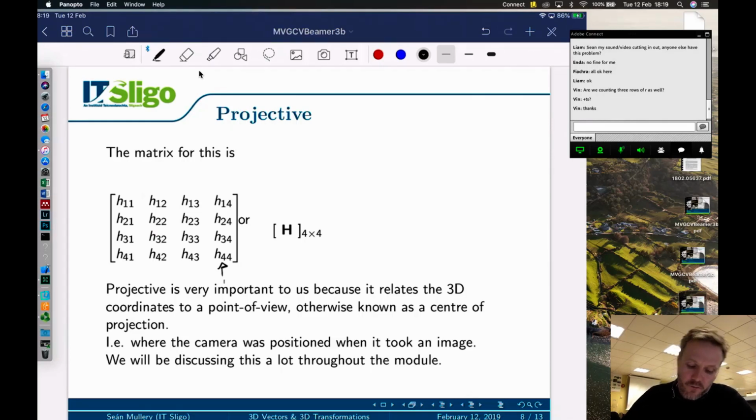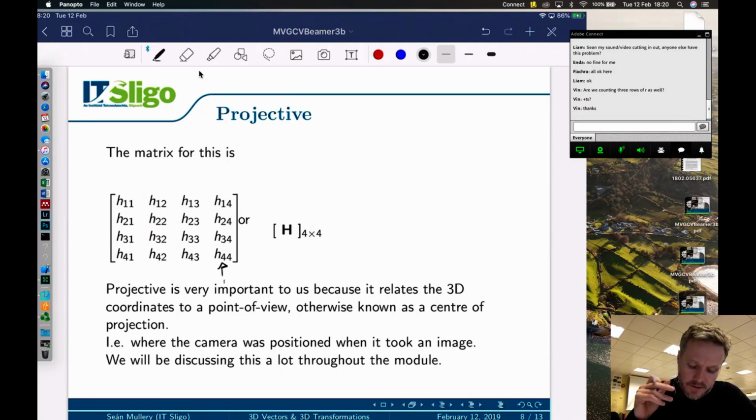Okay, so we would often think of this as, rather than necessarily 12 or 16 degrees of freedom, maybe only 15 or so. And there are other issues regarding it as well. Projective is very important to us because it relates the 3D coordinates to a point of view, otherwise known as the center of projection, i.e. where the camera was positioned when it took an image. We'll be discussing this a lot throughout the module, and looking at these things a good bit more.